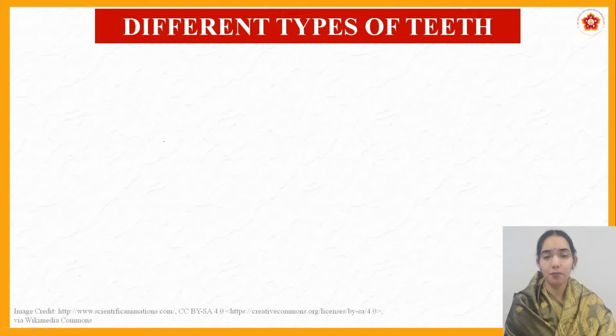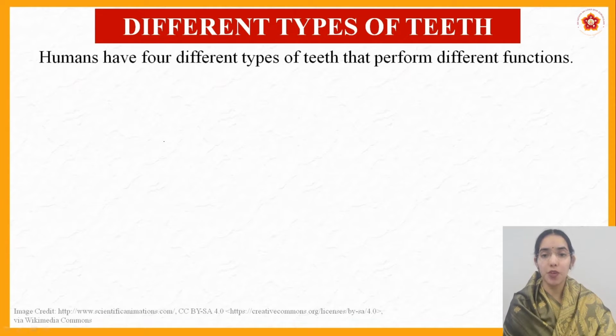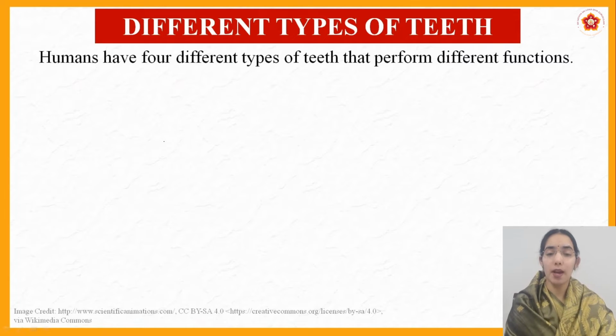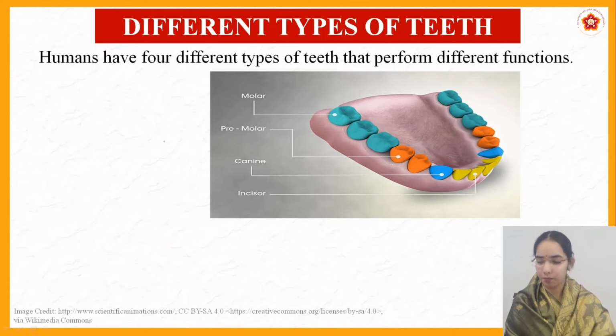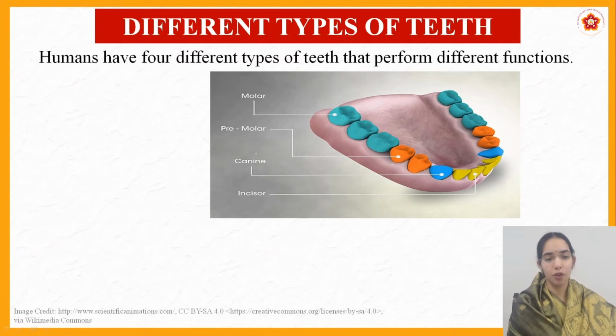We have different types of teeth in our mouth. You will see that all the teeth are not similar in shape and size. So we humans have 4 different types of teeth that perform different functions. Let's have a look at them. As you can see in this image over here, the first set of teeth are the incisors.